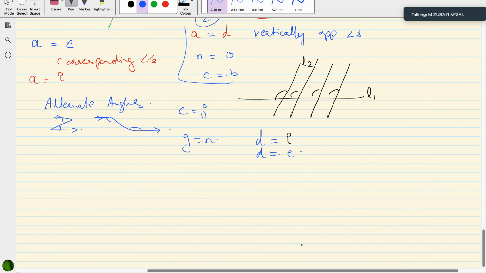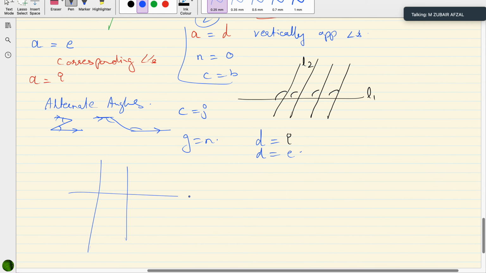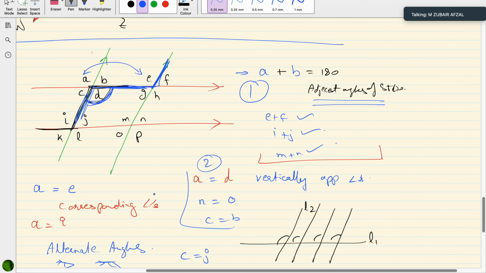Before I come back to this, when we have parallel lines, these two angles are known as interior angles between parallel lines, and they are supplementary. They add up to 180. For example, H plus N. When we add these two, they are 180. And what do we name them? We name them interior angles between parallel lines.